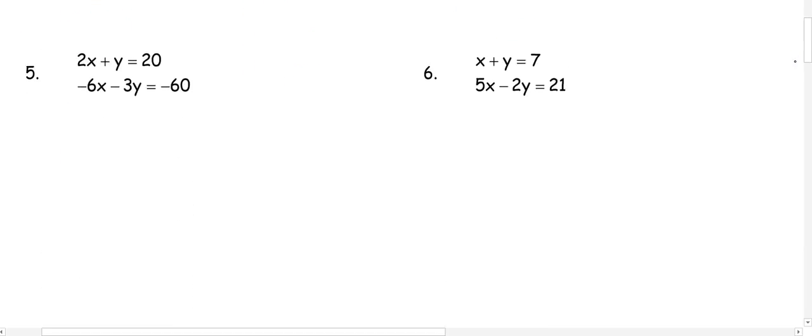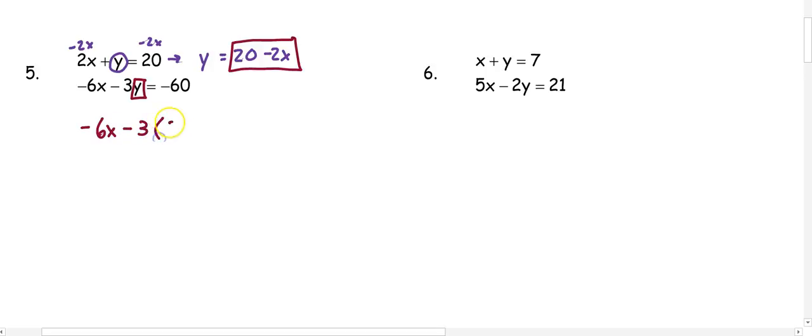Number 5, we have 2x plus y equals 20 and negative 3x minus 3y equals negative 60. In this case, the variable that has a coefficient of 1 is the y in the first equation. So we want to get that y by itself, so we're going to subtract 2x from both sides, and we get y equals 20 minus 2x. Now I'm going to take what y is equal to, and substitute for y in the other equation. So I get negative 3x minus 3, parenthesis 20 minus 2x.